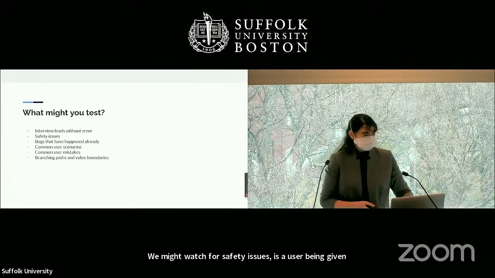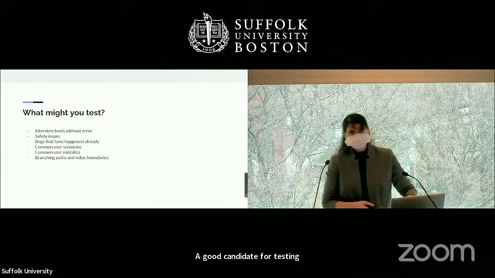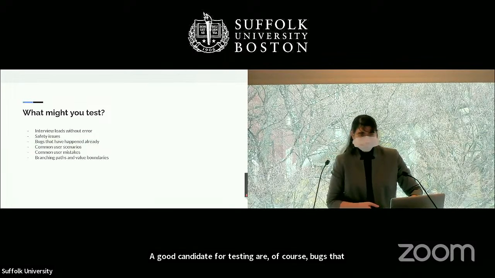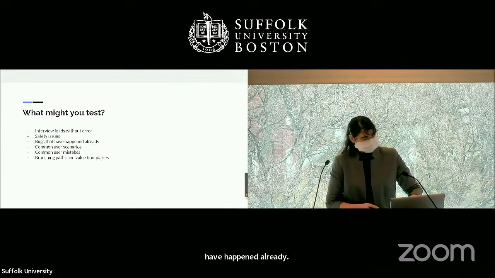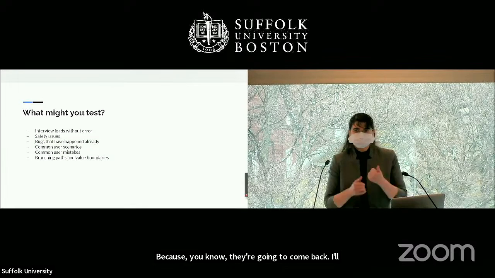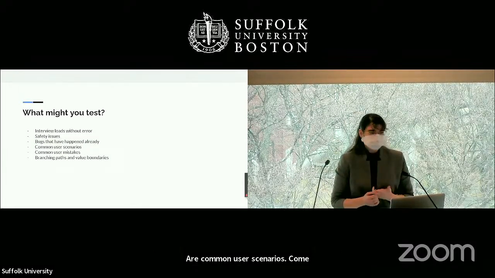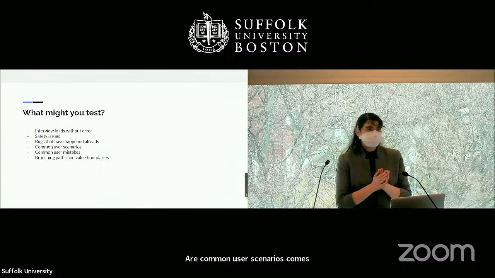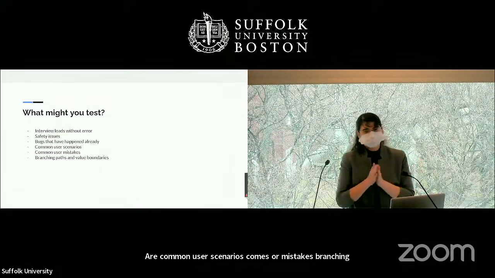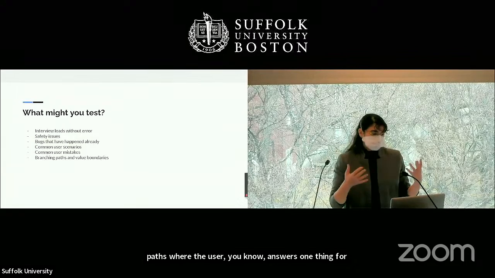A good candidate for testing are, of course, bugs that have happened already, because they're going to come back and sneak back in. Other things to test are common user scenarios, common user mistakes, branching paths where the user answers one thing versus the other, and something called boundary values.